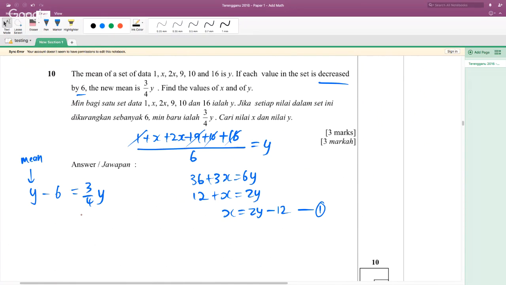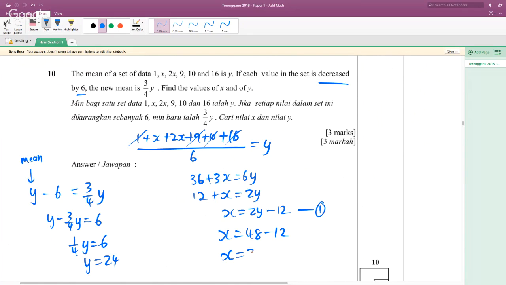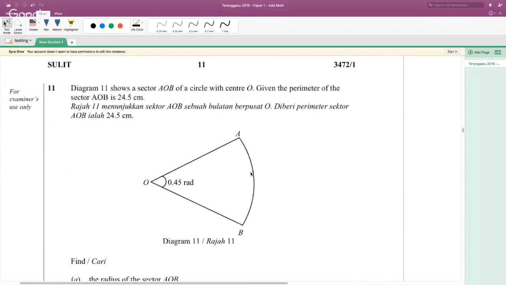So what I will do here is solve this one to get y first. y minus 3 over 4 y equals 6, so 1 over 4 y equals 6, and y equals 24. So x equals 48 minus 12, so x equals 36. It's very simple, but you have to understand that each value minus 6 is the same idea as the mean minus 6. So if no problem, move on to 11.